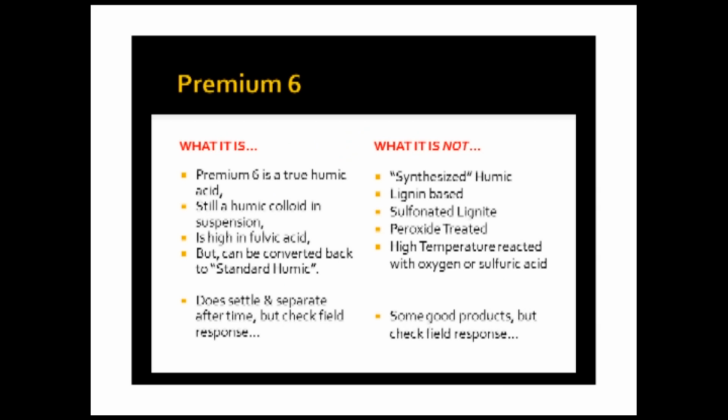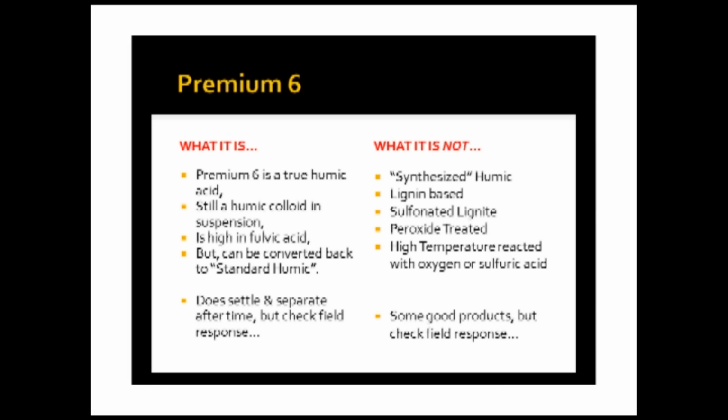Up to this point, we have been using the term humic acid colloid. This is what Premium 6 technically is. Premium 6 can be converted back into a standard humic acid suspension that would not be compatible with 10-34-0, ATS, liquid calcium and acid fertilizers. We are not significantly and permanently altering the molecules so they become soluble.